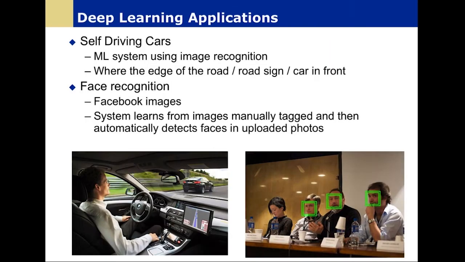Some applications for deep learning are self-driving cars, which use machine learning for image recognition in order to determine the edge of the road, signs, cars in front, etc. Facial recognition is another common application. Facebook, for instance, learns from manually tagged images in a data set and is then able to automatically detect faces in uploaded photos.